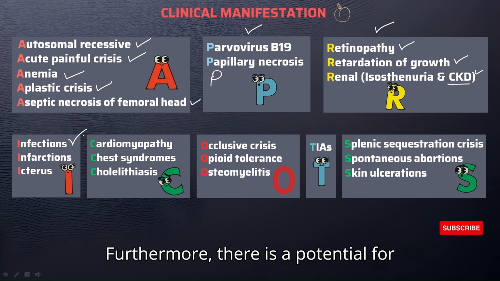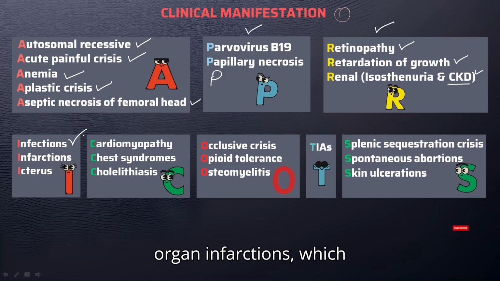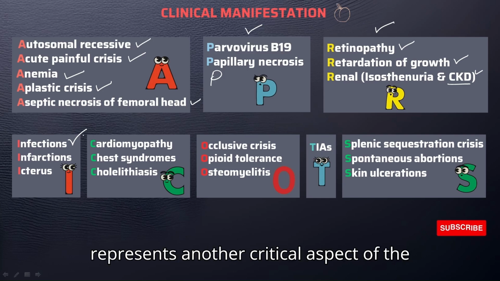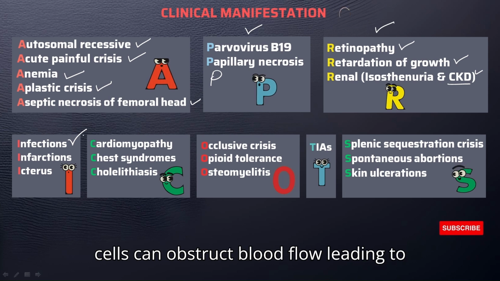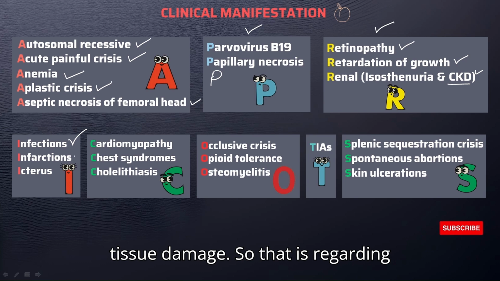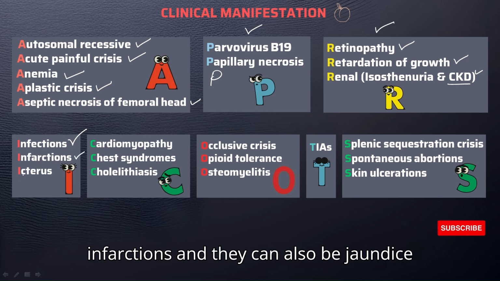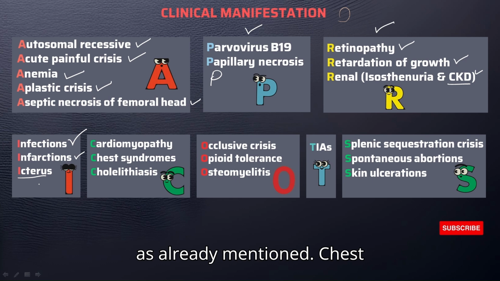Furthermore, there is a potential for organ infarctions, which represents another critical aspect of the condition, as the sickling of red blood cells can obstruct blood flow, leading to tissue damage. So that is regarding infections, and there can also be jaundice, as already mentioned.